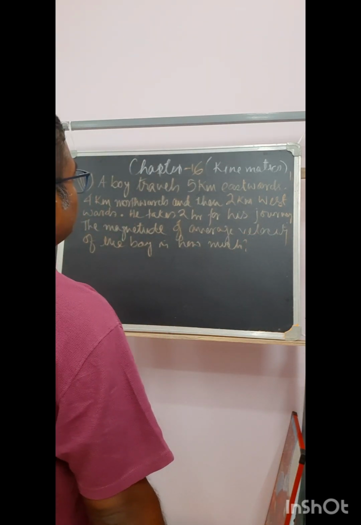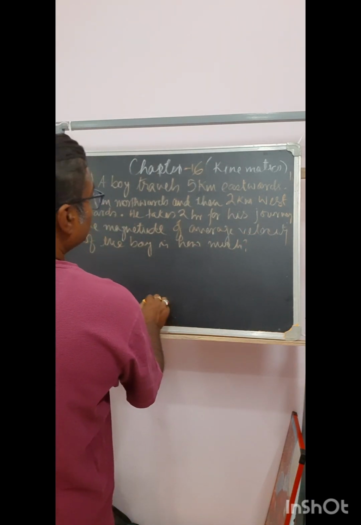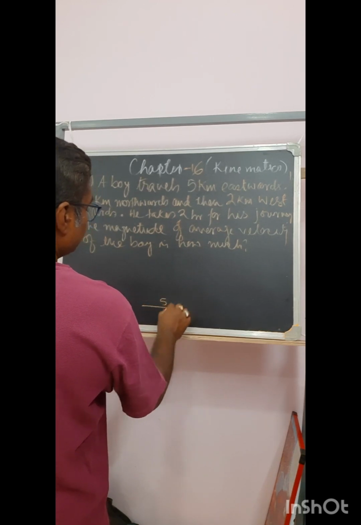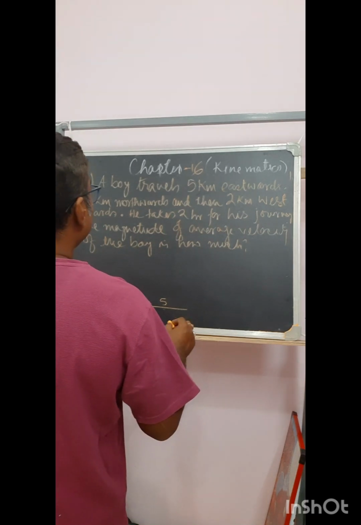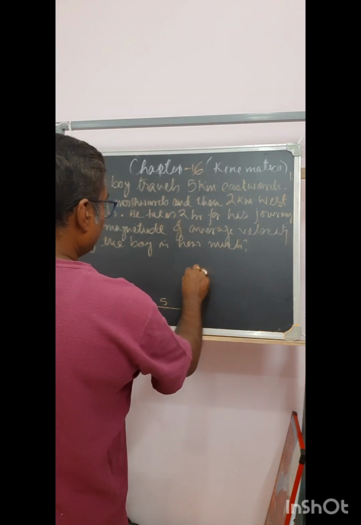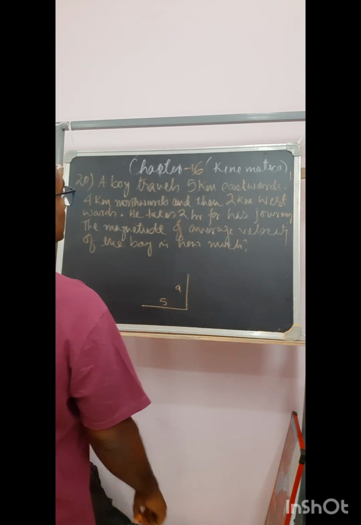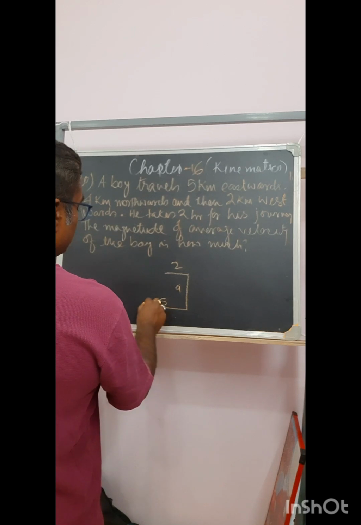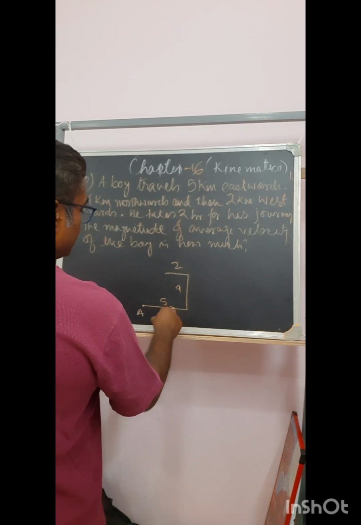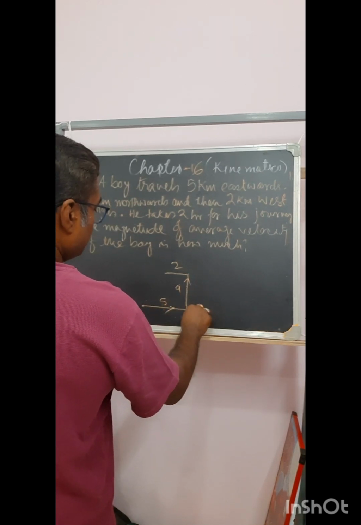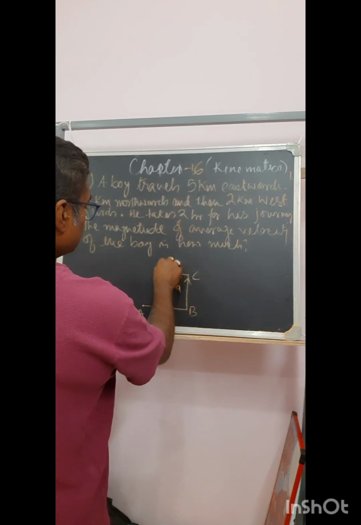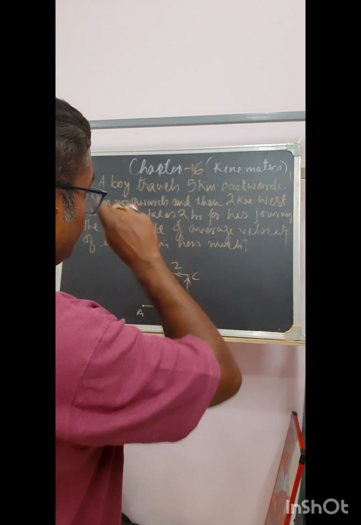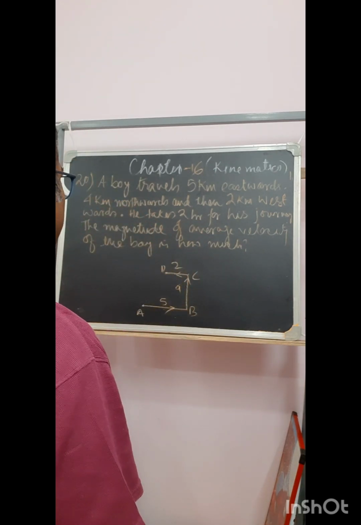A boy traveling 5 kilometers east, so it has started moving east 5 kilometers. Then 4 kilometers north, and 2 kilometers west. So it has started from, let's say, A, moving this way, then B, then C, then, let's say, D, the final position. He takes 2 hours for the journey. The magnitude of the average velocity.